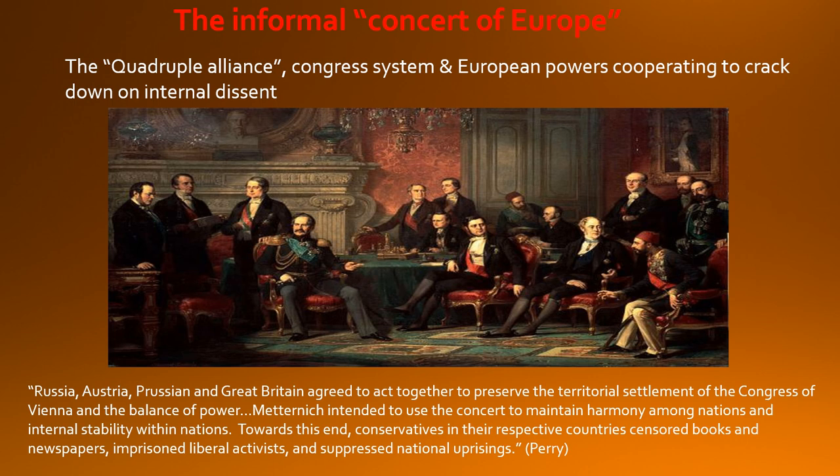The Quadruple Alliance was four of the major powers in a separate alliance, but they participated as a whole in the Congress system that went beyond just the five powers of Europe as well. But it was mostly the five powers that we've already identified, working together, cooperating to crack down on internal dissent.